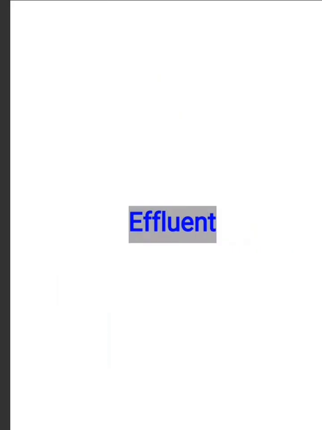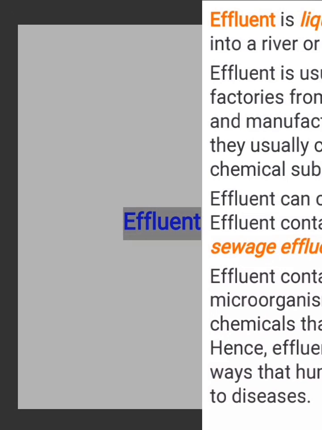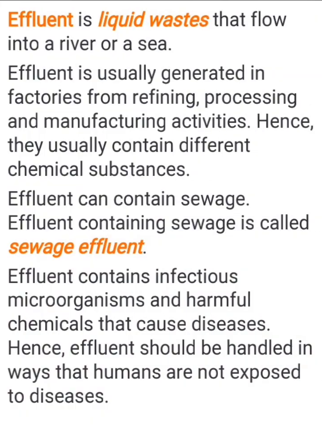So we now come to effluent. So what's effluent and how is it different from the ones we've seen so far? Effluent is liquid waste that flows into a river or a sea. You can see the difference. It's just like sewage, but the difference now is that it flows into the sea or river, not into an underground reservoir or a collection point. That's what we're talking about. And so effluent is liquid waste that flows into a river or sea.